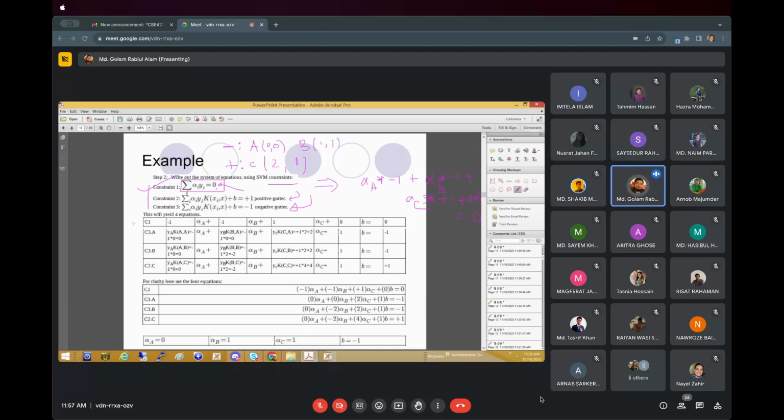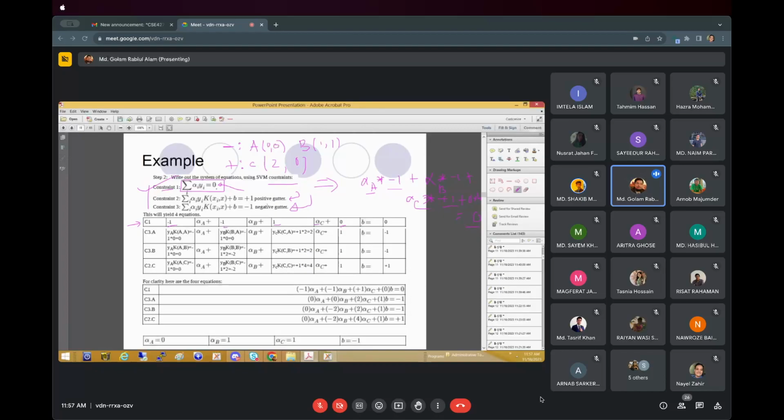So this equation we can write in this form. This is our c1, from the constant one. From the constant one we get negative alpha A, with coefficient negative 1, plus negative alpha B, with coefficient negative 1, plus positive 1 alpha C, and then 0 b, since we don't have the b here, equal to 0. So this is the equation we find from the constant one.